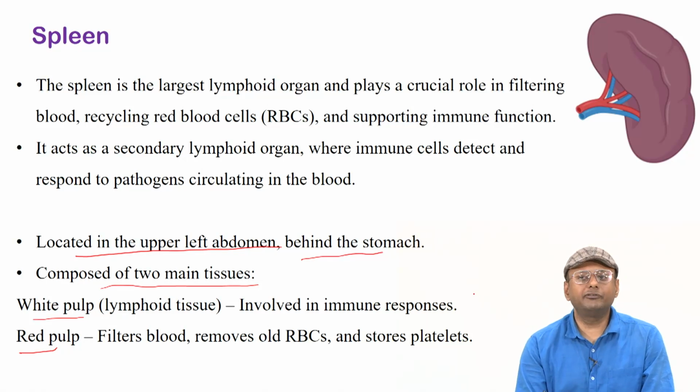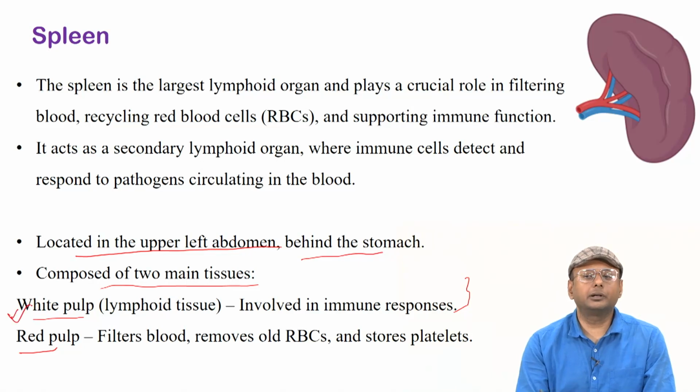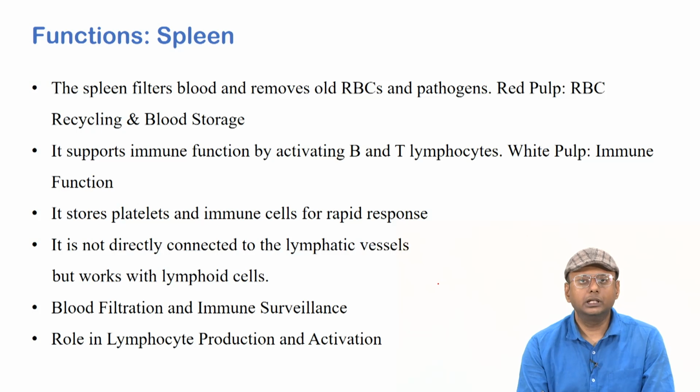So, mostly the lymphoid function is done by the white pulp, because the white pulp is mostly involved in the immune response, and the red pulp has the function to filter the blood and remove the old, worn-out RBC. So, what are the different functions of the spleen? As we discussed, the spleen filters blood, removes old RBC, and supports immune function by activating B and T lymphocytes.